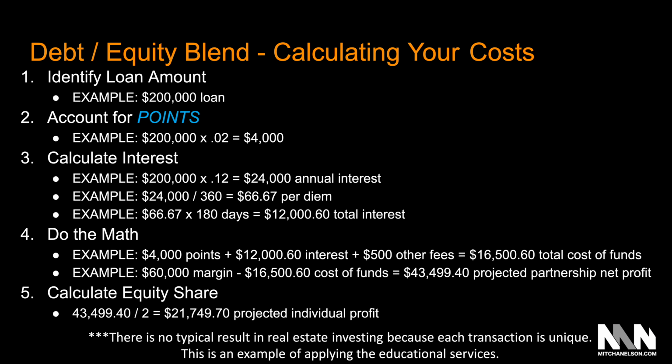So you need a little bit less from your equity partner to make it work. And if you're going to, let's just use the example and say that you're going to split that 50-50, that $43,499.40 divided in two is $21,749.70 per individual. So obviously a safer way, a more scalable way.